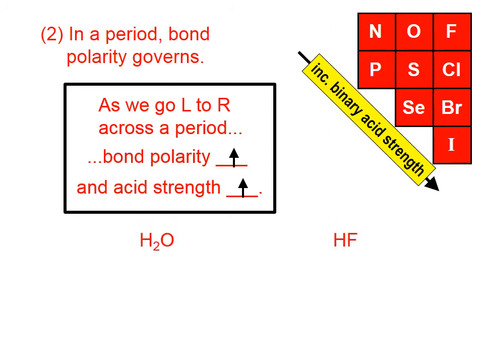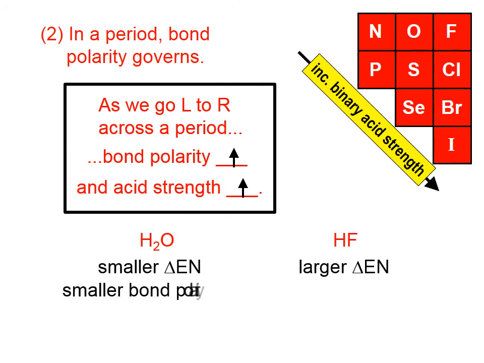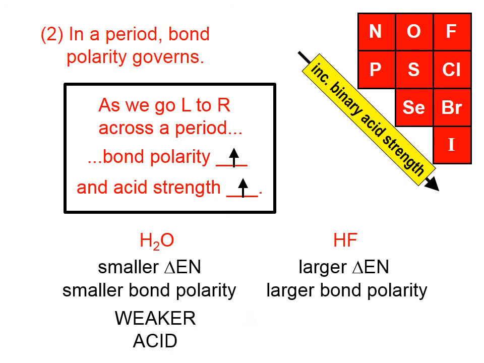For example, if we consider these two binary acids, which have oxygen and fluorine, of course, in the same period, there is a smaller electronegativity difference between H's and O's compared to H's and F's. And where there's a greater bond polarity, there's a greater acid strength. H2O, which can act as an acid, is a weaker acid than HF.